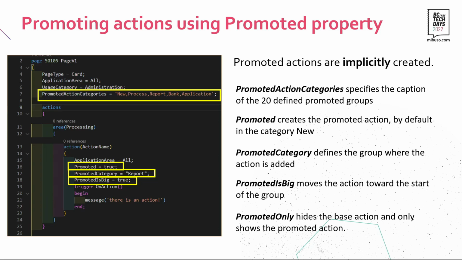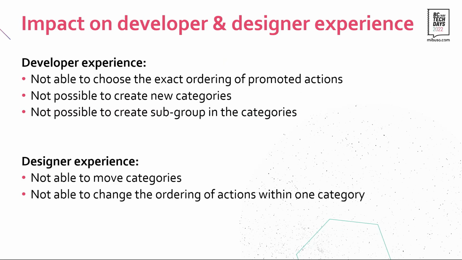But you can probably see that promoted actions are created implicitly, because you're not really telling the AL code where the action will show up. So you had to set the property to true, and then the client, us, will render it at the right place. So this had several limitations and restrictions. For example, it was not possible to choose the exact ordering of the promoted actions, because you could only specify where it goes into the category, but you couldn't choose the ordering.